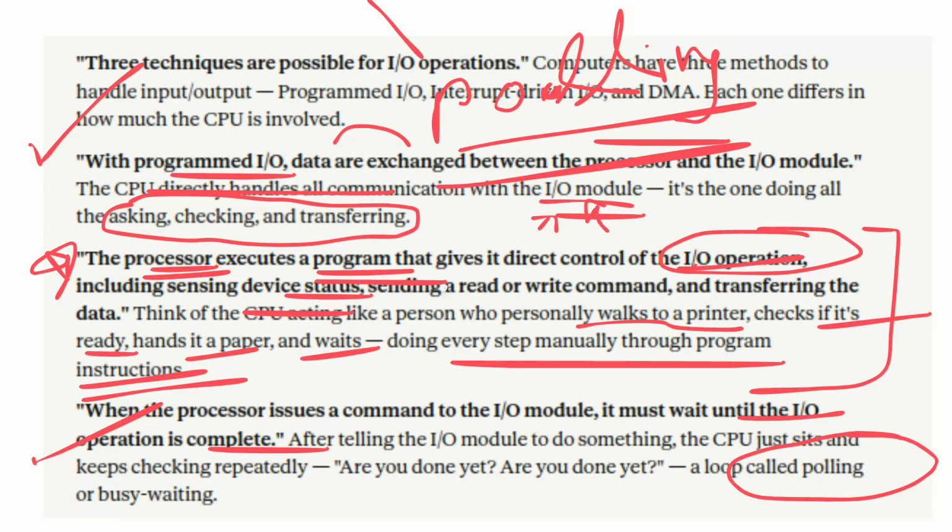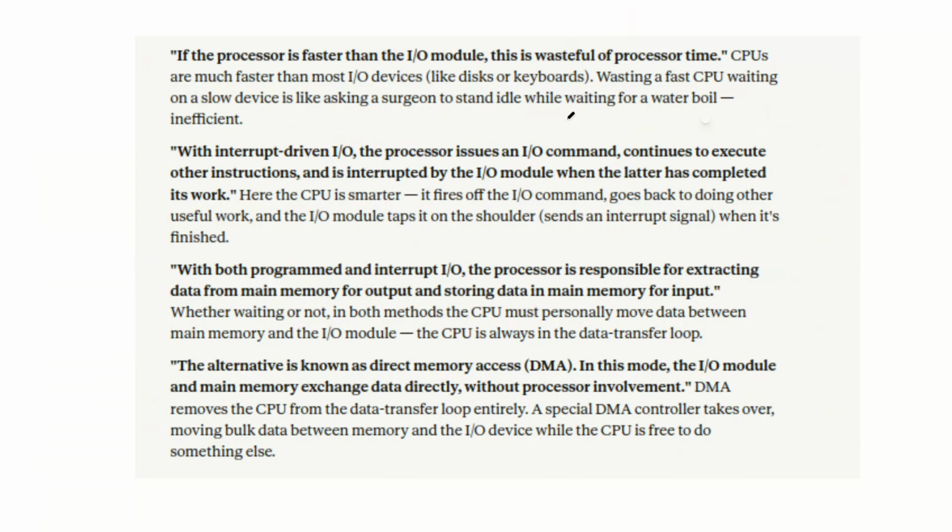That means it will check the device status, give the read or write command, transfer the data, and keep on waiting for the IO operation to complete. It gives a command to the IO module and must wait until the operation has been completed, repeatedly asking whether it is done. In a loop like this, that is called polling or busy waiting. You have to understand the terms polling and busy waiting.